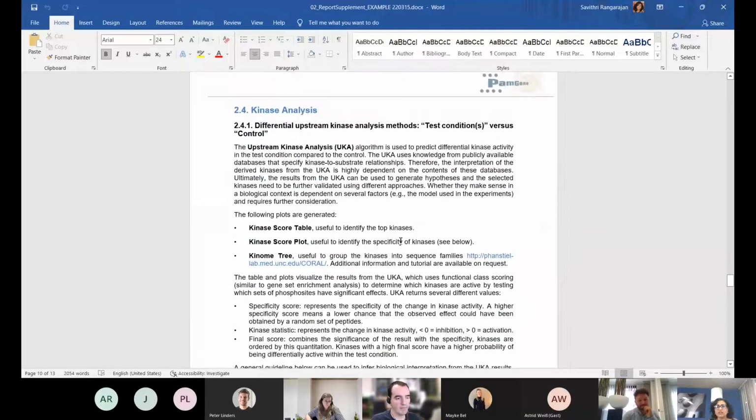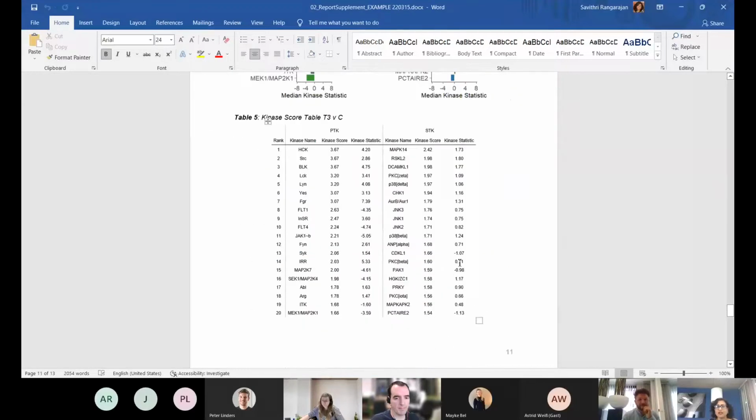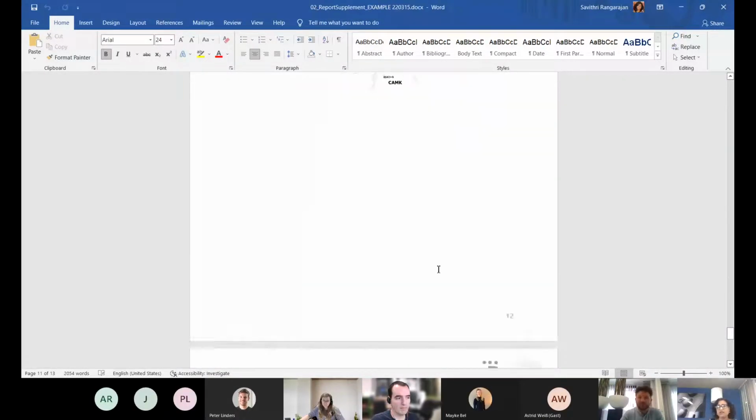And of course, the kinase analysis, providing the differential upstream kinase data together with some plots and additional tables and trees, because in the report we're just listing what the top differential kinases are. So this is kind of it. And then, of course, the references and conclusions. And we will discuss this now in more detail at the reporting point.